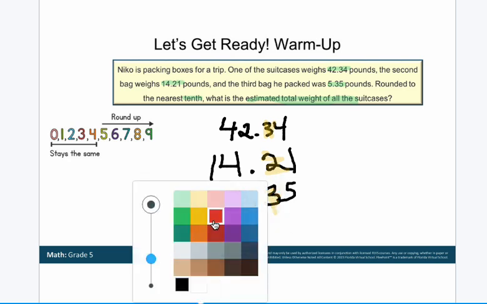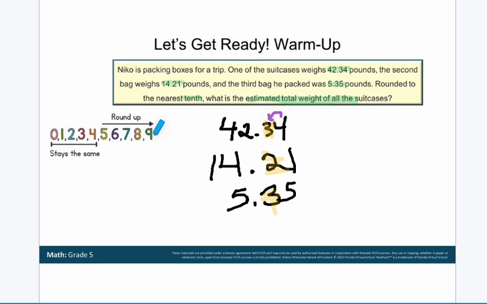So let's go ahead and double check your rounding. On this first one, that 3 is not going to change because the 4 is less than 5, so my number is going to stay the same. So this is going to give me 42 and 3/10. My next one is 14 and 21 hundredths. Same thing, the 2 is not going to change because the 1 is less than 5, so it's going to stay at 14 and 2/10.